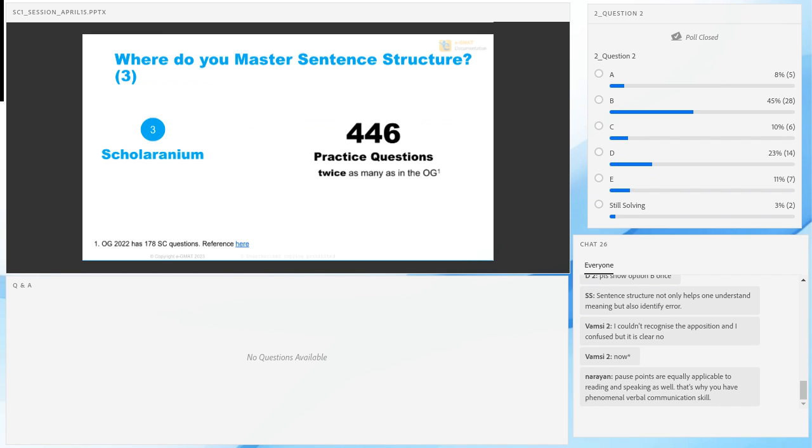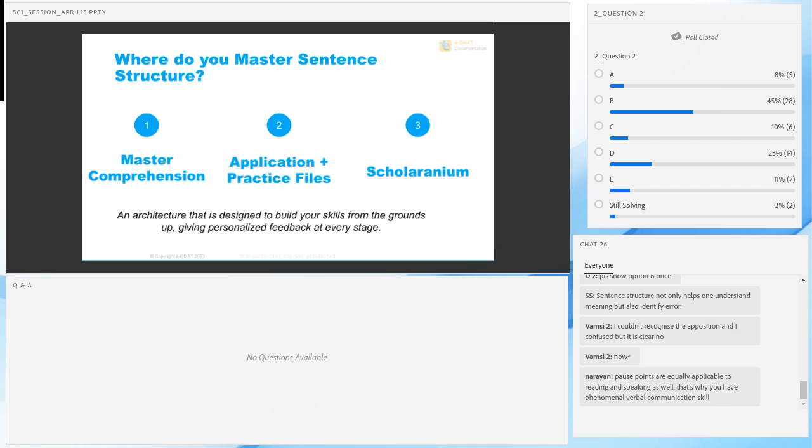Okay. And how do you master this? Again, you don't stop your mastery of sentence structure with the course. You do this in Scholarinium as well, which is where you get exposed to so many different sentence structures that when you actually take the test, nothing is a surprise for you. Okay. So again, you have to do this with the right intent.